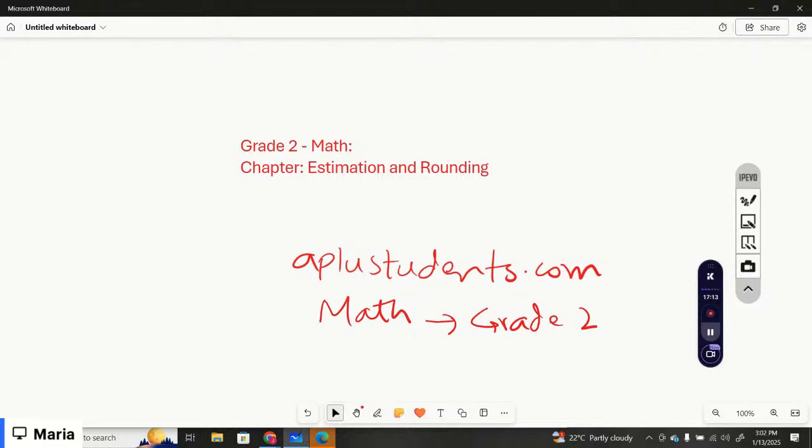We're going to start with the chapter estimation and rounding. So please make sure you have your notebook and pencil so that you can note down the important examples and definitions as well.